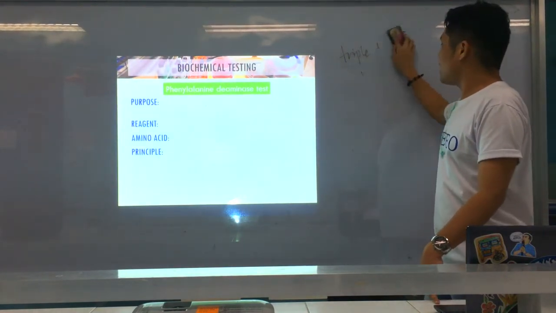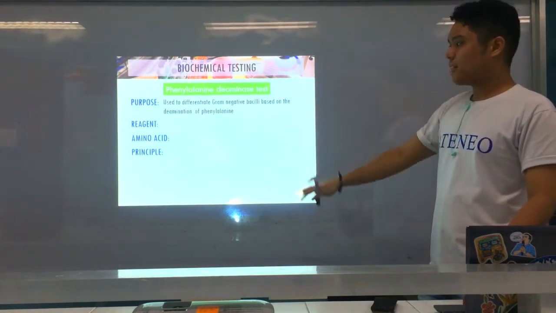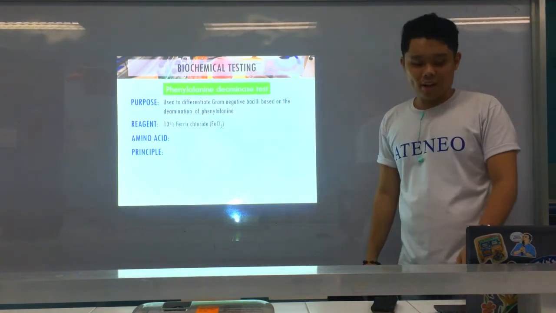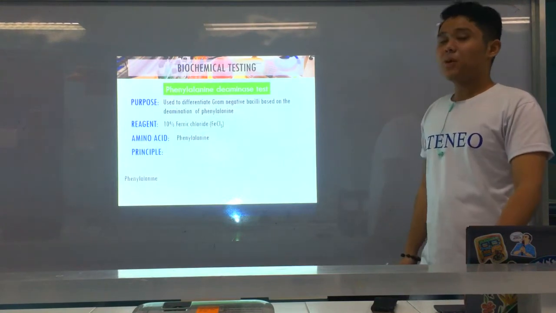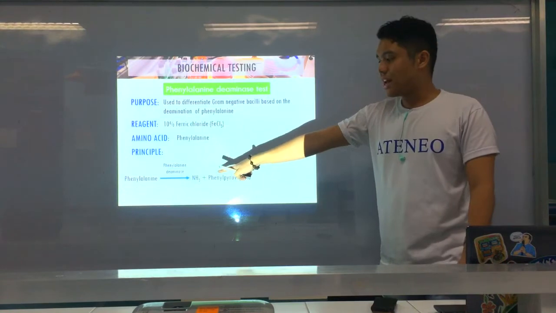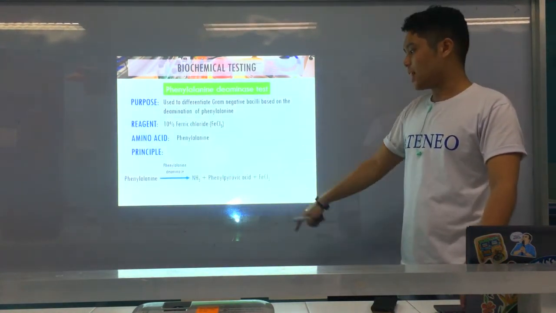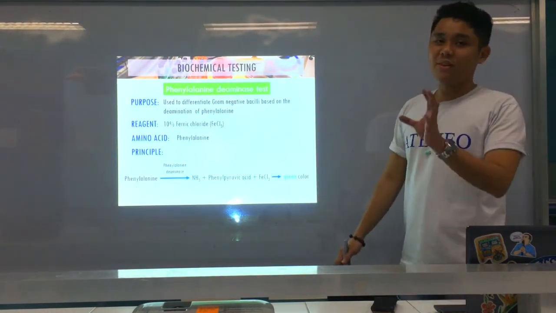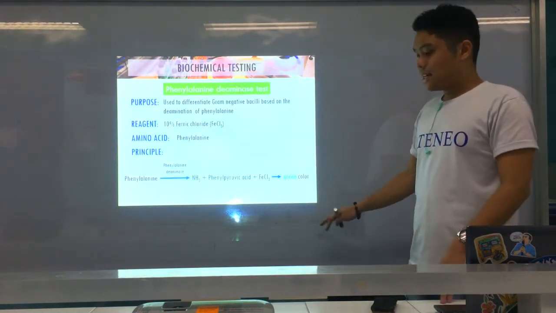Next, phenylalanine deaminase test. Still the same principle. Ang difference lang is, again, the amino acid na ginagamit. Ang reagent this time, we use 10% ferric chloride. Okay? And amino acid is still phenylalanine. Ang principle, phenylalanine in the presence of the enzyme PAD, phenylalanine deaminase, will result to the production of NH3 and phenylpyruvic acid. Now, in the addition of FeCl3 sa phenylpyruvic acid, it will create a green color. Ayan. So, ang positive is green color. Ang phenylpyruvic acid mo combine with ferric chloride to produce a green color.